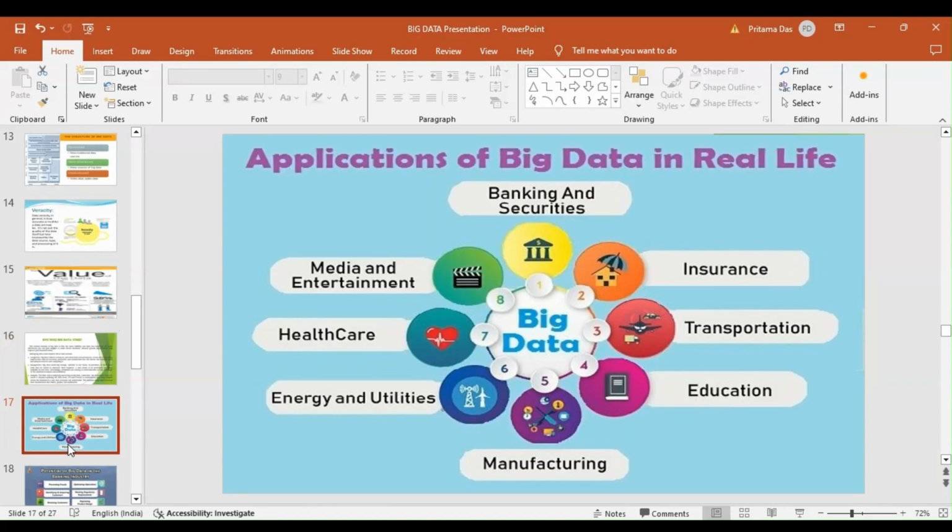So, the next one is applications of big data in real life. So, here we can see where we use big data in our real life: banking and securities, media and entertainment, healthcare, energy and utilities, manufacturing, insurance, transportation, education.